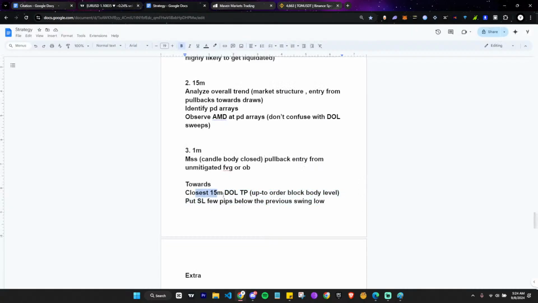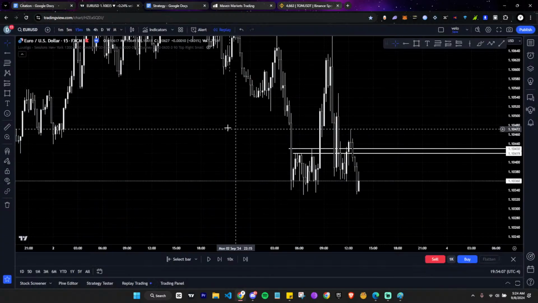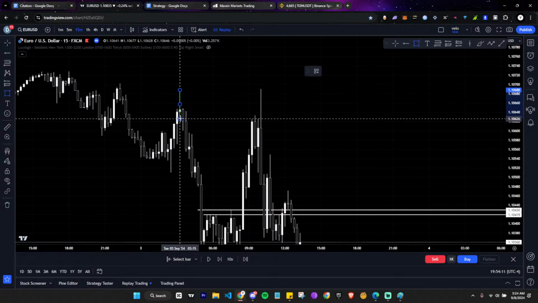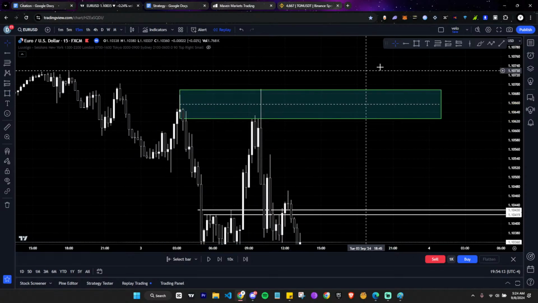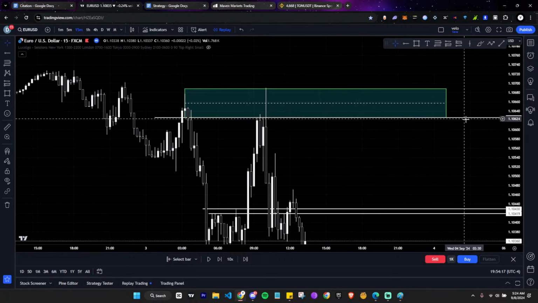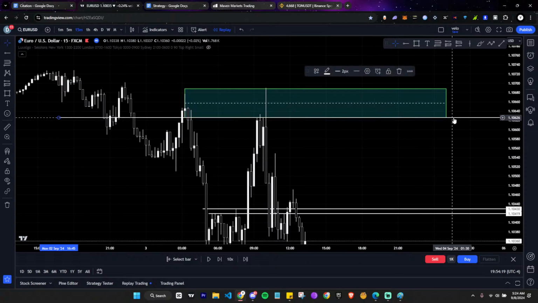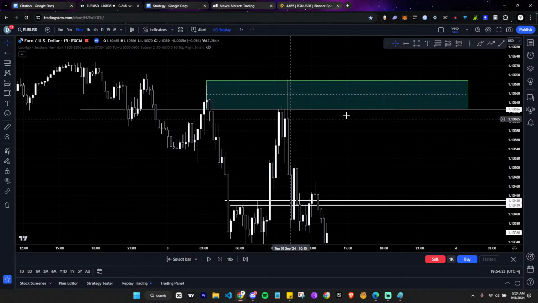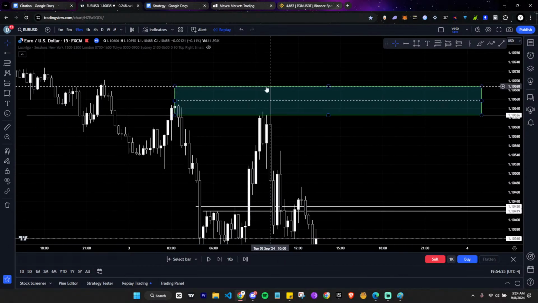So obviously, closest 15-minute drawn liquidity, TP up to the order block level. What I mean by this is, for example, what I do every time I trade. I mark out the order block and I TP below, like right here, where I'm drawing this line. This is the exact point where I TP. The reason is because, over here, sometimes when you go towards the order blocks, it manipulates.